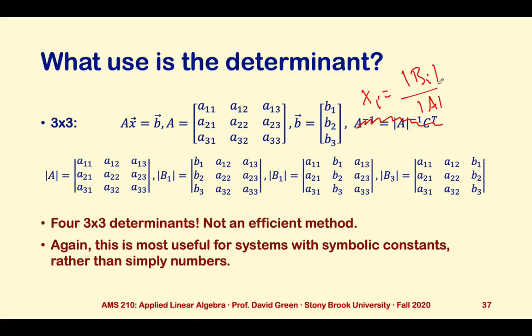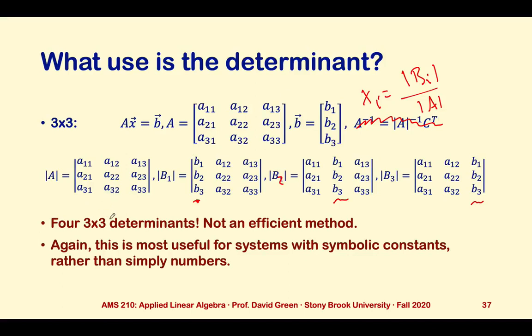And so what would we need to solve for this? We would need to compute the determinant of A. We would need to compute the determinant of B1, where we replace the first column of A with B. We would need to compute the determinant of B2, where we replace the second column of A with B. We would need to compute the determinant of B3, where we replace the third column with B. This involves evaluating 4 different 3x3 determinants.